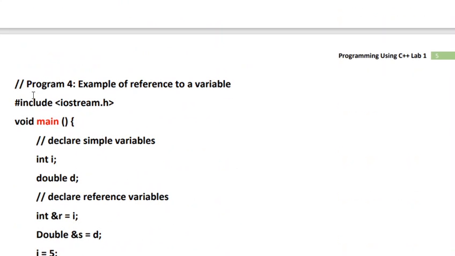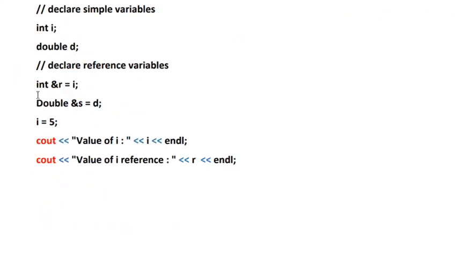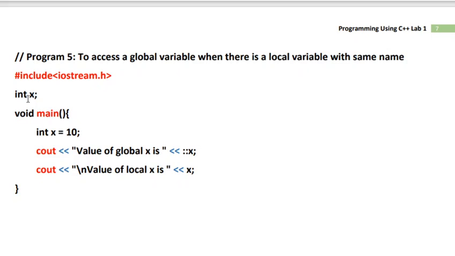So this shows the way reference variables can be used in a C++ program. Now we have a program that reflects a mechanism for accessing a global variable when there is a local variable by the same name, and it basically shows the way the scope resolution operator can be used.